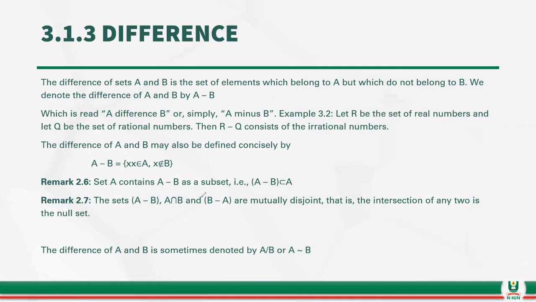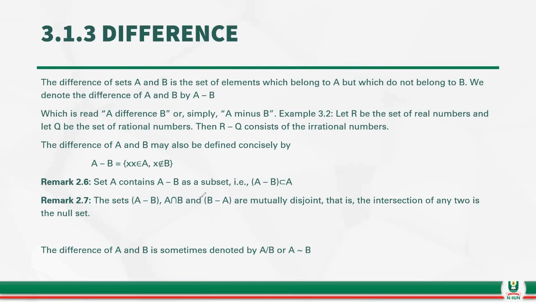The sets A without B, A intersection B, and B without A are mutually disjointed. They have nothing in common. They are disjointed. And the intersection of two disjointed sets is what? The empty set. It is null. Yes.